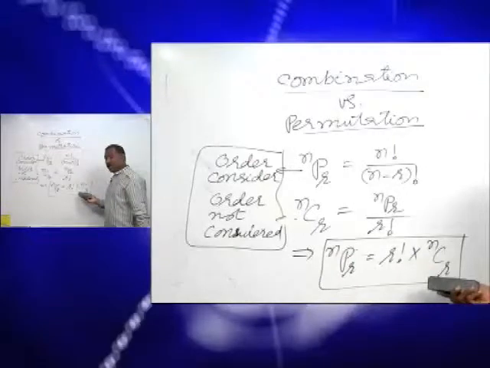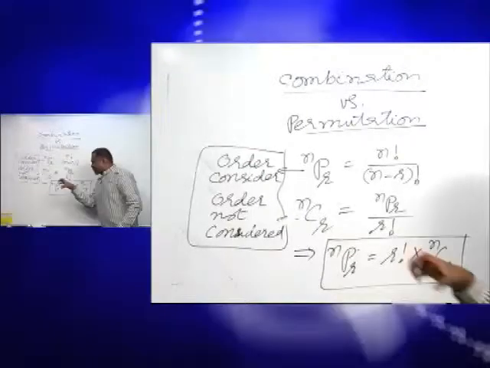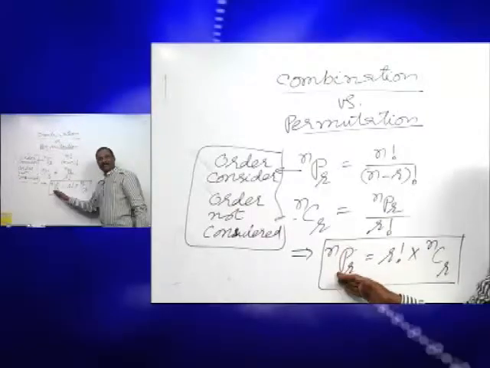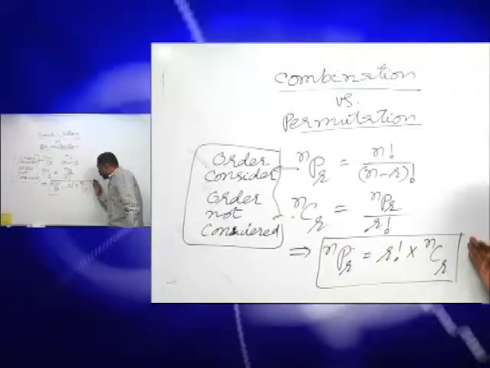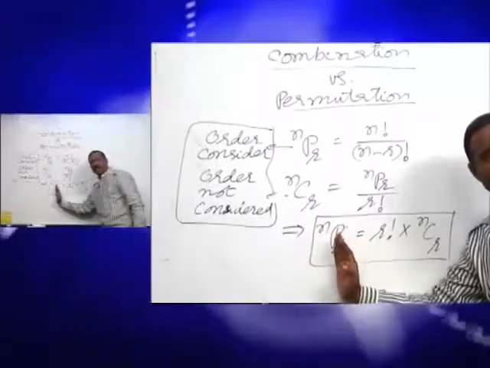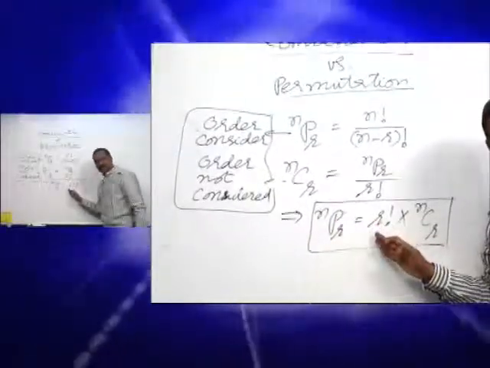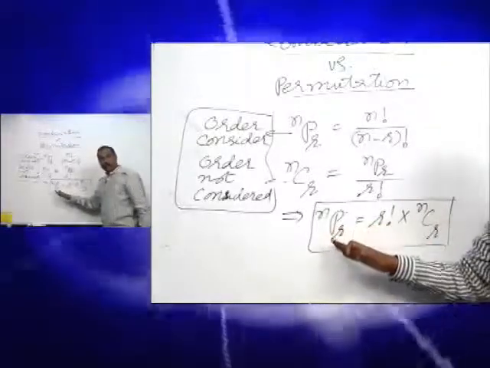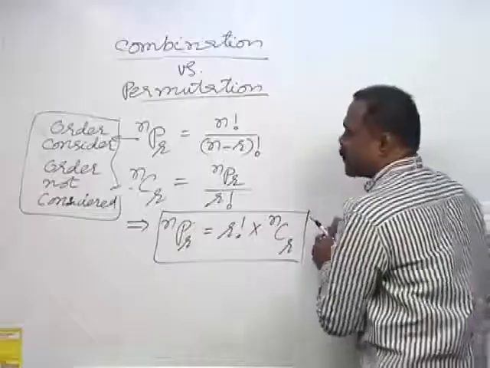That means you can select the things and then make them a permutation. You understand? If you apply a combination and then want to convert it into an arrangement, you can multiply it by r factorial. Then in such a case, what happens? That combination can be converted to a permutation, nPr. Understand that.